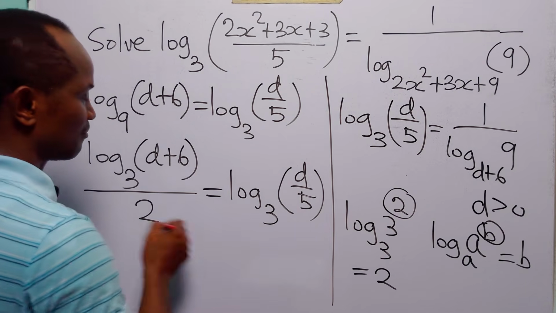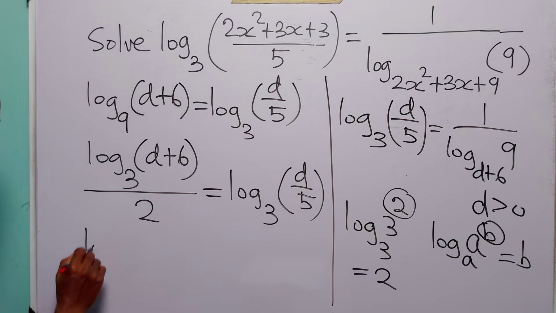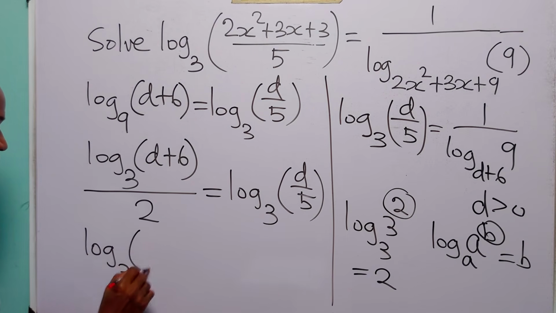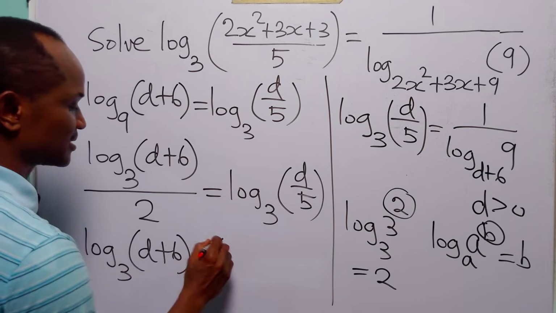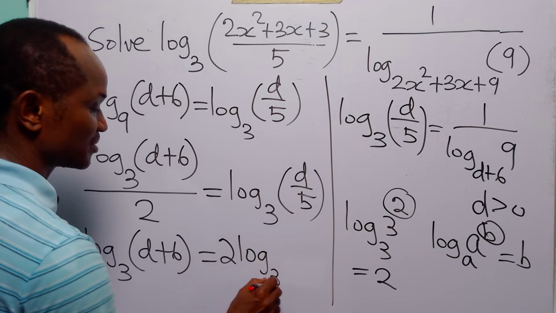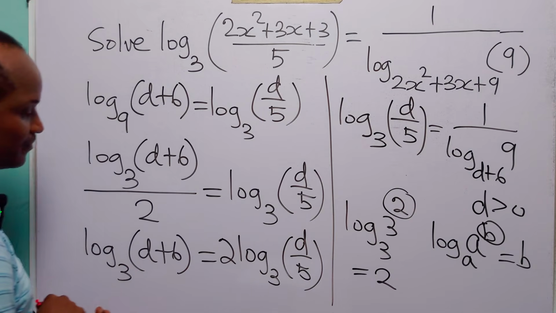And now to get rid of this fraction on the left hand side, all we have to do is cross multiply. So we have that this times 1, that is log to base 3 of d plus 6, is equal to 2 times this, that is 2 times log to base 3 of d over 5.